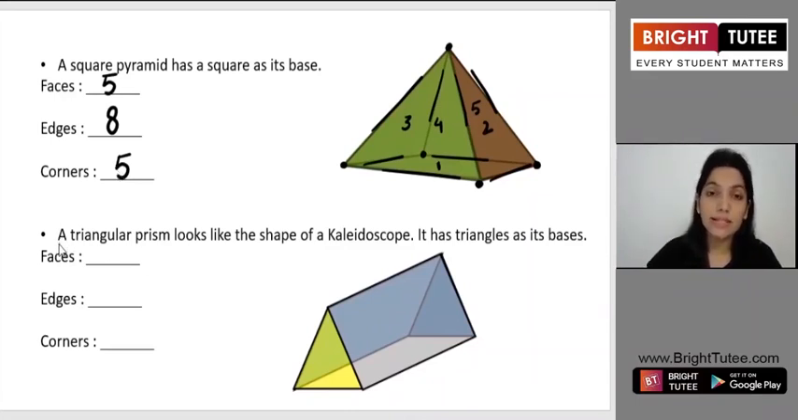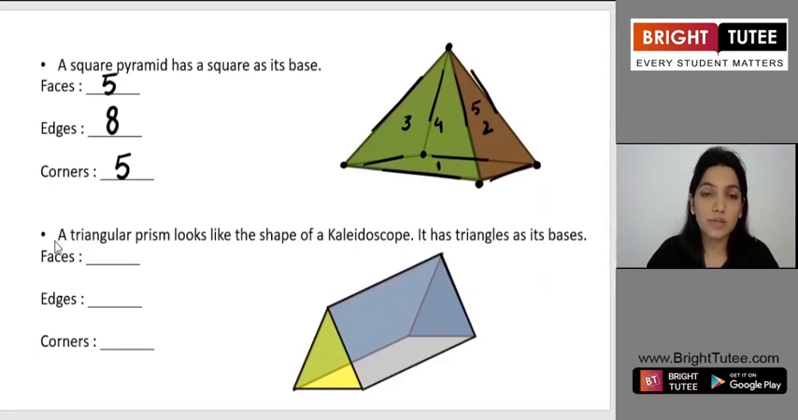Now let's see the last one here. It says a triangular prism looks like the shape of a kaleidoscope. A kaleidoscope is an instrument. If you keep a particular kaleidoscope in front of a ray of light coming into it, it will show you a rainbow coming out of it. So this particular prism is used to see a single light ray breaking down into the 7 colors of your rainbow. So this is kind of a science experiment. You might learn it soon in your class.